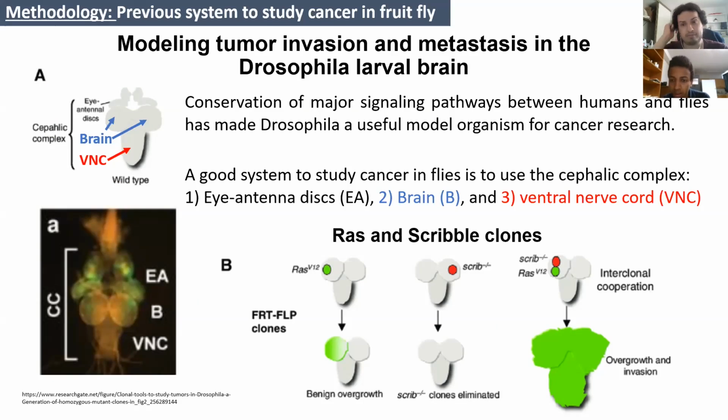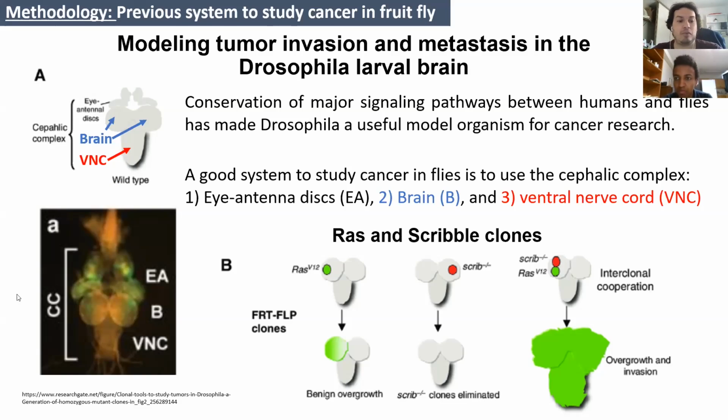Is it possible that the ones with Scribble undergo apoptosis, right? If it's only Scribble, they will go into apoptosis. But you remember that cancer is the accumulation of mutations. So when you have these two at the same time, instead of overgrowth or cell death, this will actually produce overgrowth and invasion. So that means the mutations in RAS, when combined with Scribble, somehow affect the apoptotic cycle. There are hundreds of studies about what they do.